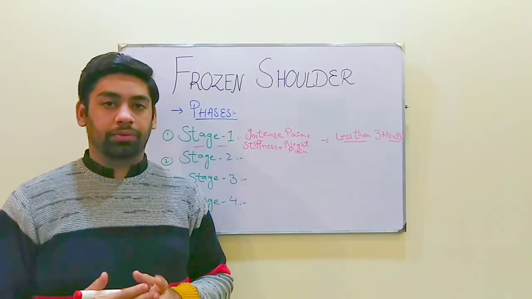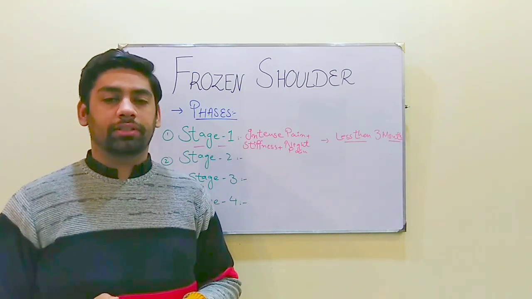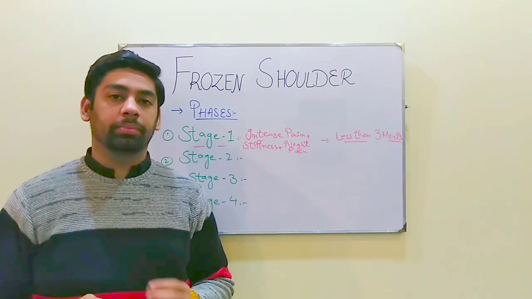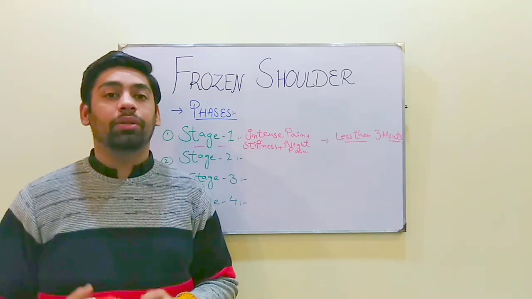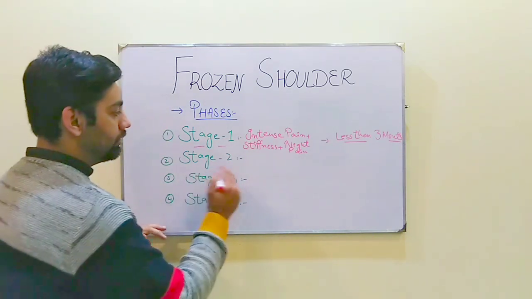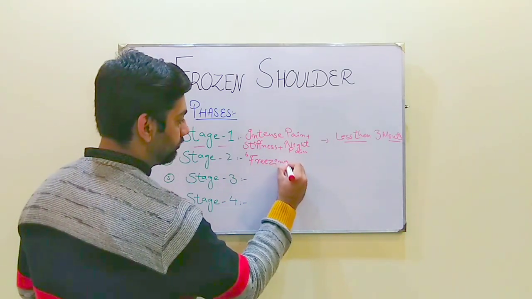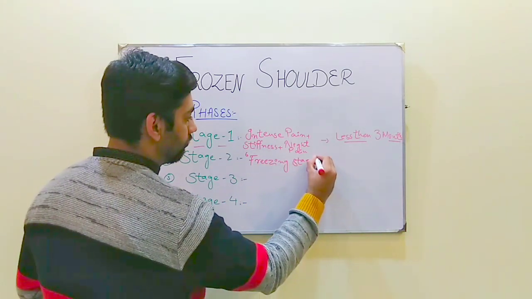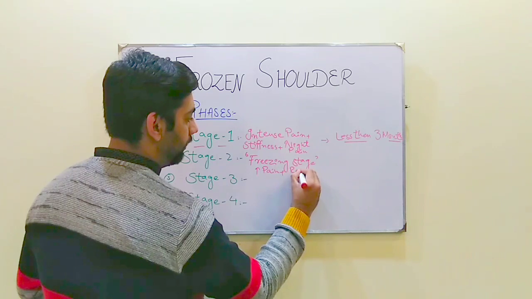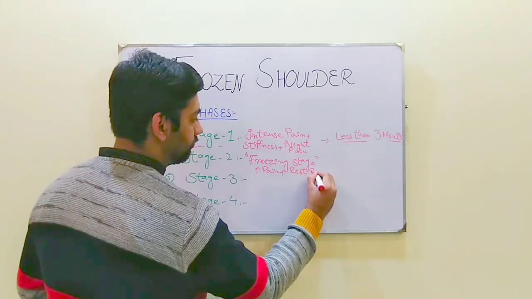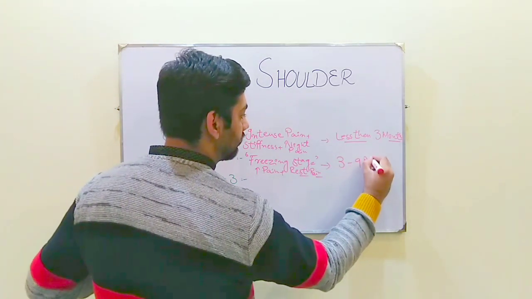About the second stage of frozen shoulder. The second stage is also termed the freezing stage. During this stage, there is more intense pain, and there is pain at rest, resting pain. This stage lasts for about 3 to 9 months. So this stage is known as the freezing stage.